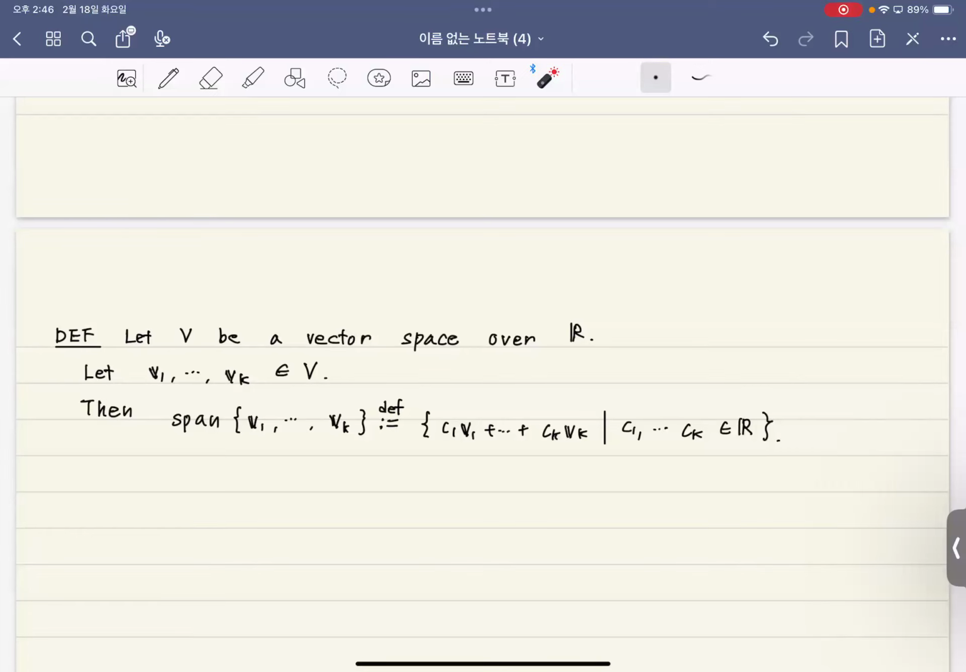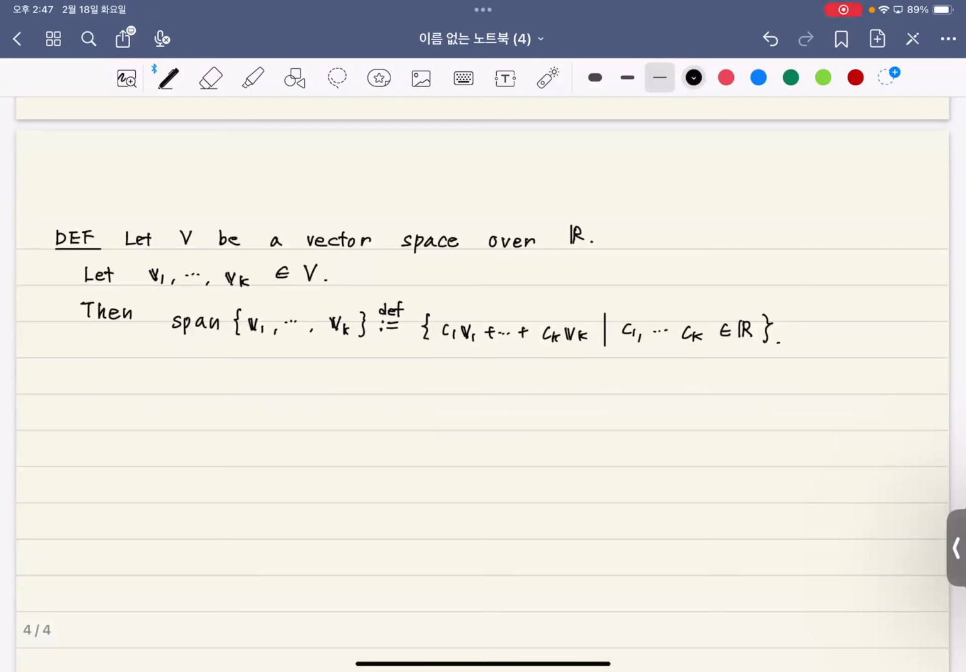So therefore, the span of some random subset of a vector space V is also possible. We'll go back to that later. Anyway, this is span. Okay, let us consider, let me visualize the notion of the span.